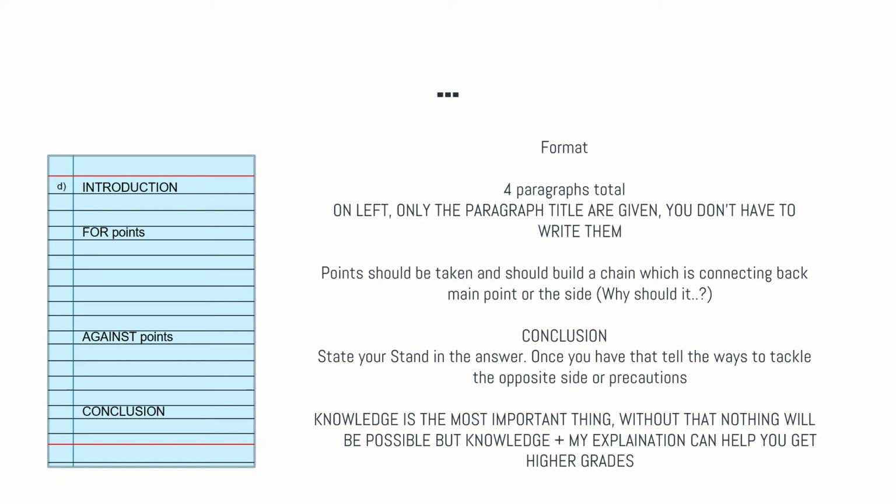Once you have that, tell the way to tackle the opposite side, or the precautions, or the benefits to it, or the disadvantages to it. Okay. So yeah, knowledge is the most important thing. Without that, nothing will be possible, but knowledge plus my explanation can help you get higher grades, of course.